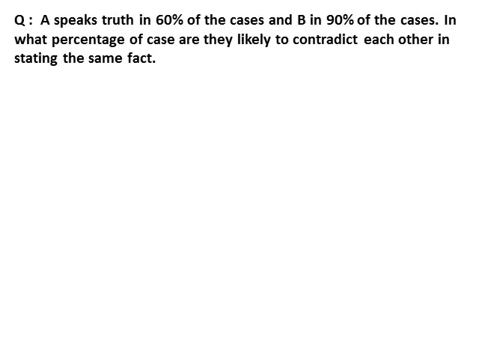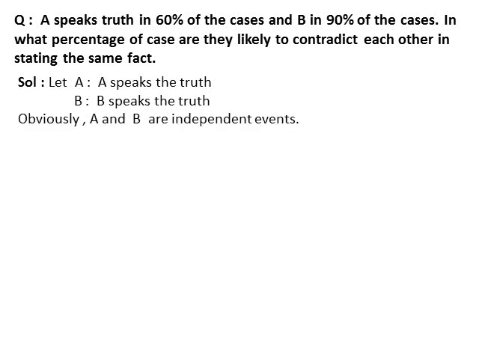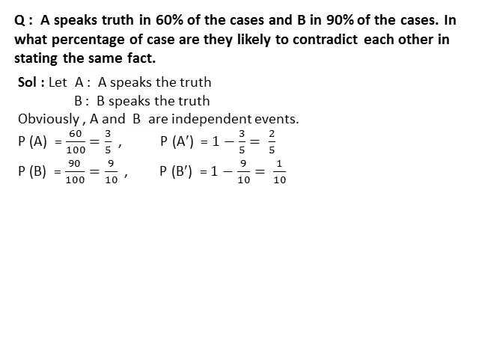Take one more question. A speaks truth in 60% of the cases and B in 90% of the cases. In what percentage of cases are they likely to contradict each other in stating the same fact? Let A be the event that A speaks the truth and B be the event that B speaks the truth. So obviously A and B are independent events. As A speaks truth in 60% of cases, so P(A) equals 60 by 100 equals 3 by 5. Then P(A complement) equals 1 minus 3 by 5 equals 2 by 5.